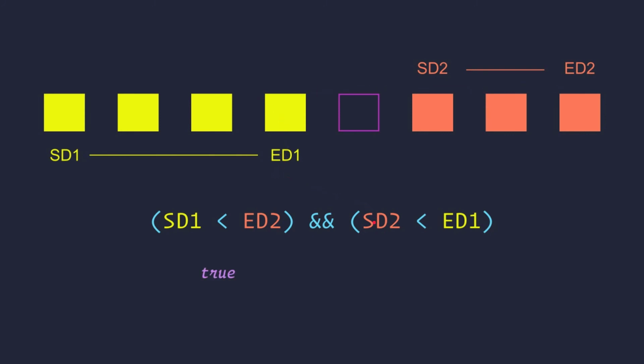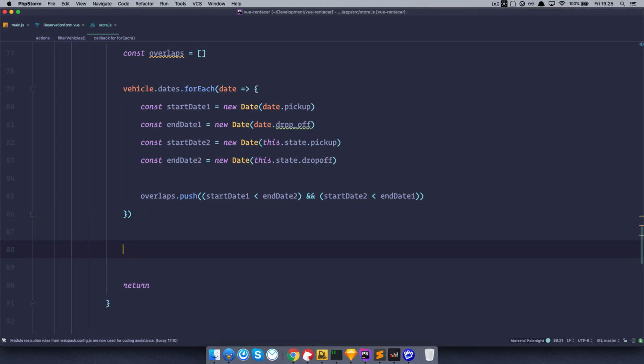Now the next part of the formula is start date 2, which is this one, is less than end date 1, which is this one. This is not true, this is false. Because we have true and false right here, this will calculate to false, and that means that there is no overlap. Let's just quickly take a look at our overlaps array.